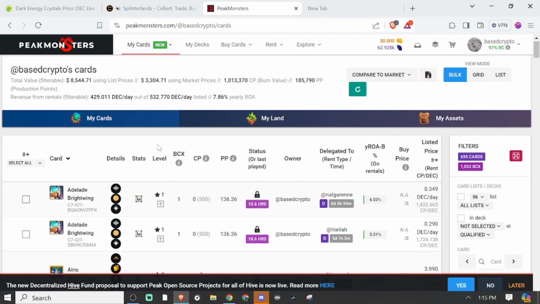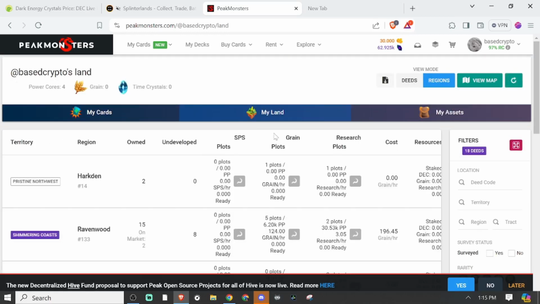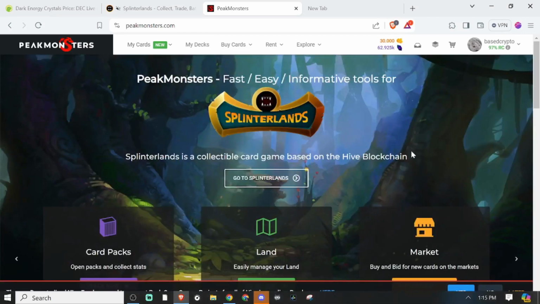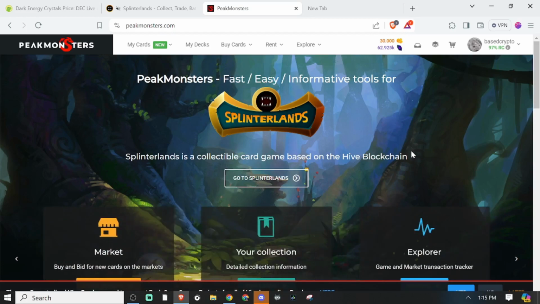So this is PeakMonsters.com, and it's very seamless. I can check out my land here. I can check out other assets that are for sale. And that is the second reason why I love PeakMonsters.com, that seamless user interface.